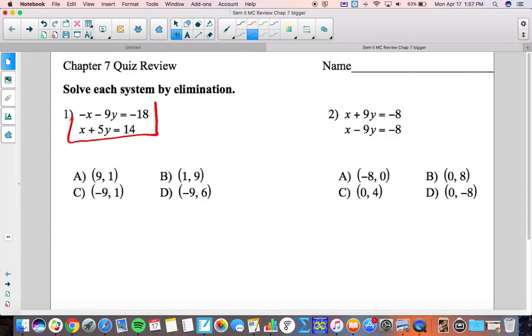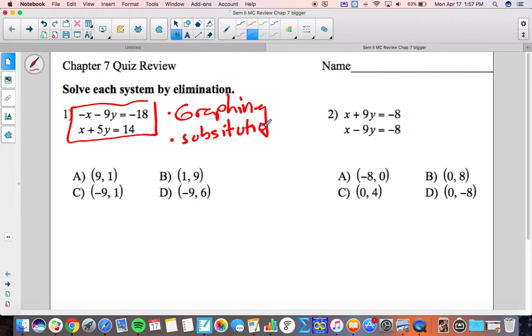So you can solve these a few ways. You can solve them by graphing. You could do guess and check, but that would take a long time. You can do something called substitution, or you can do elimination, which most of you preferred. So we'll start with that here.